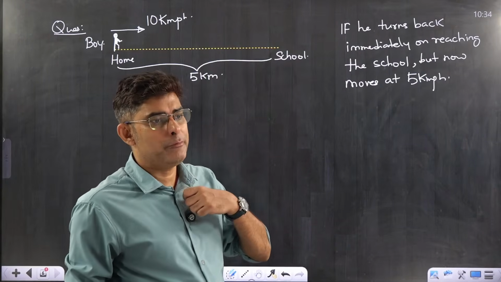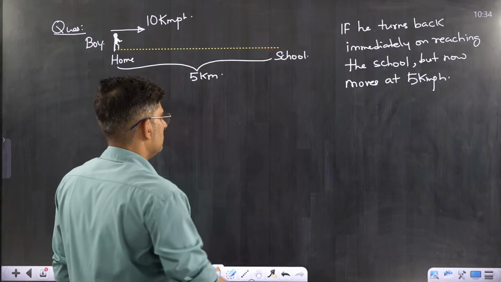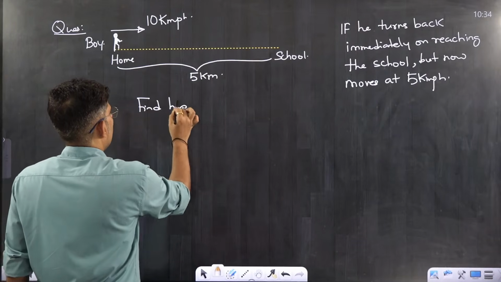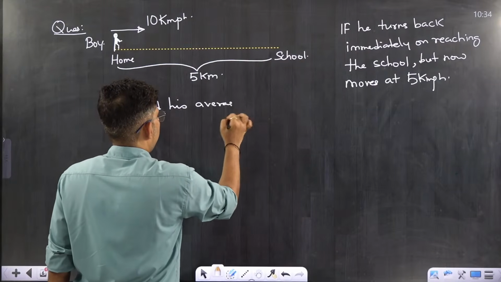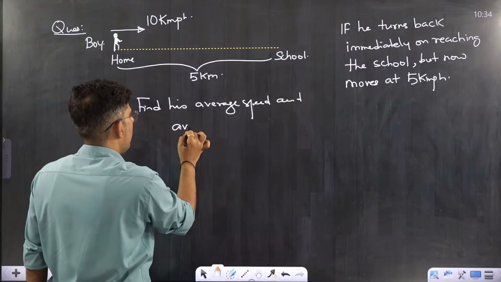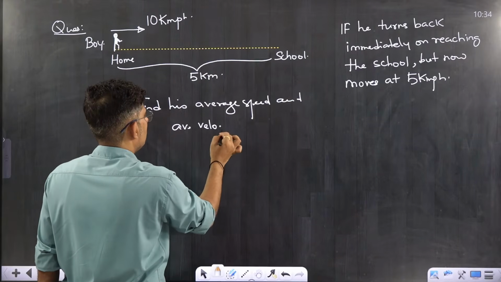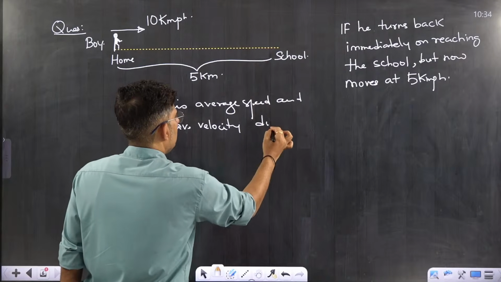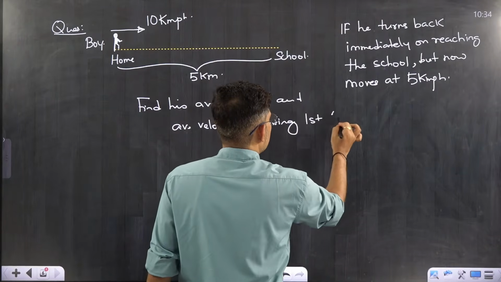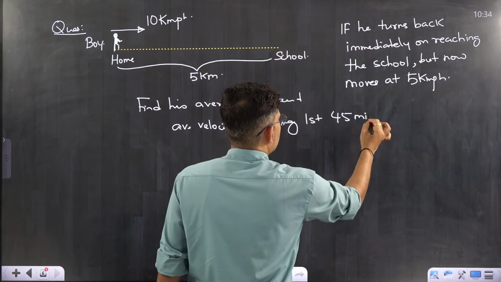Now in the question what we have to find is his average speed and average velocity during the first 45 minutes.